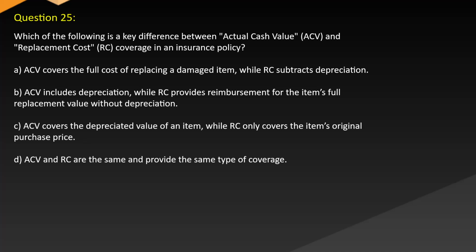Question 25. Which of the following is a key difference between actual cash value and replacement cost (RC) coverage in an insurance policy? A. ACV covers the full cost of replacing a damaged item, while RC subtracts depreciation. B. ACV includes depreciation, while RC provides reimbursement for the item's full replacement value without depreciation. C. ACV covers the depreciated value of an item, while RC only covers the item's original purchase price. D. ACV and RC are the same and provide the same type of coverage.